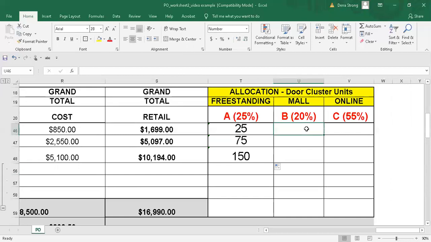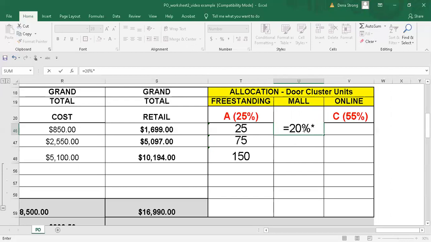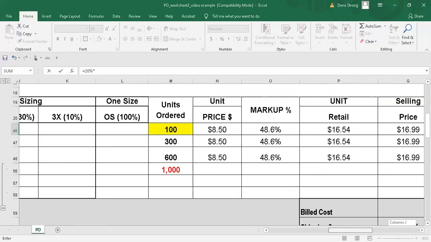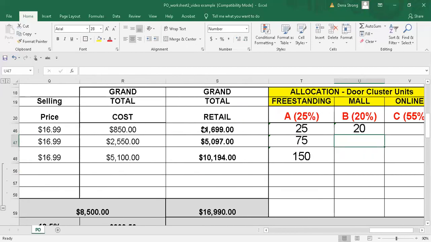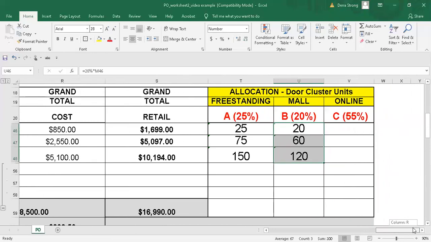All right, so 20% of our customers are shopping in the mall, which you can see is a decline in mall traffic. So let's allocate 20% times, again, the 100. So let's click on the 100, enter. So we're going to ship 20 of the black and white hoodies, in all the sizes, to our mall stores. So let's populate the red and the black. 60 are going to our mall in red, and 120 are going to our mall store in the black.